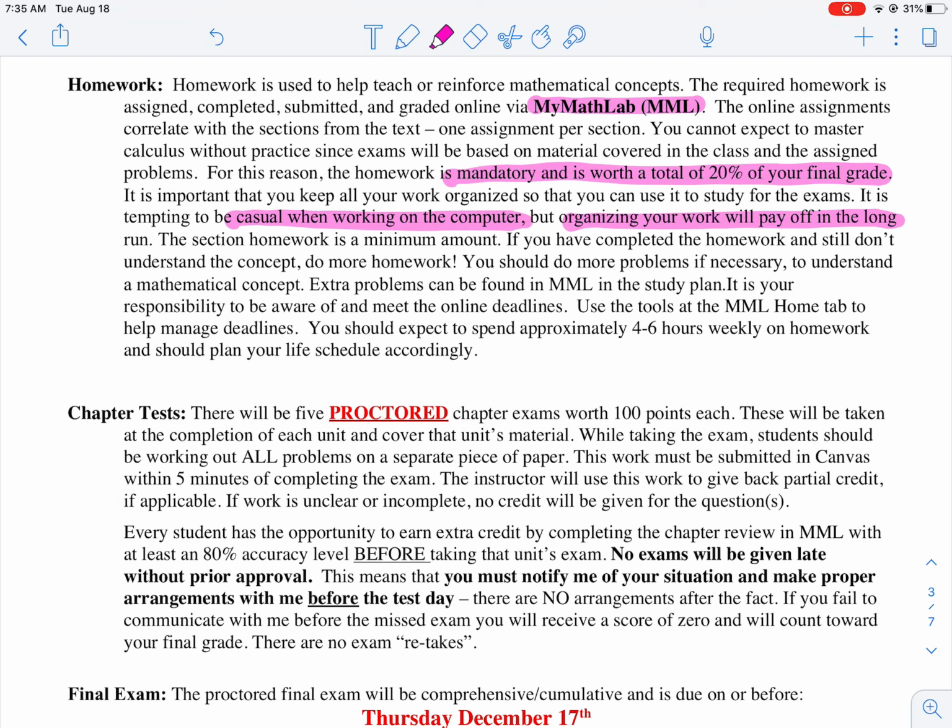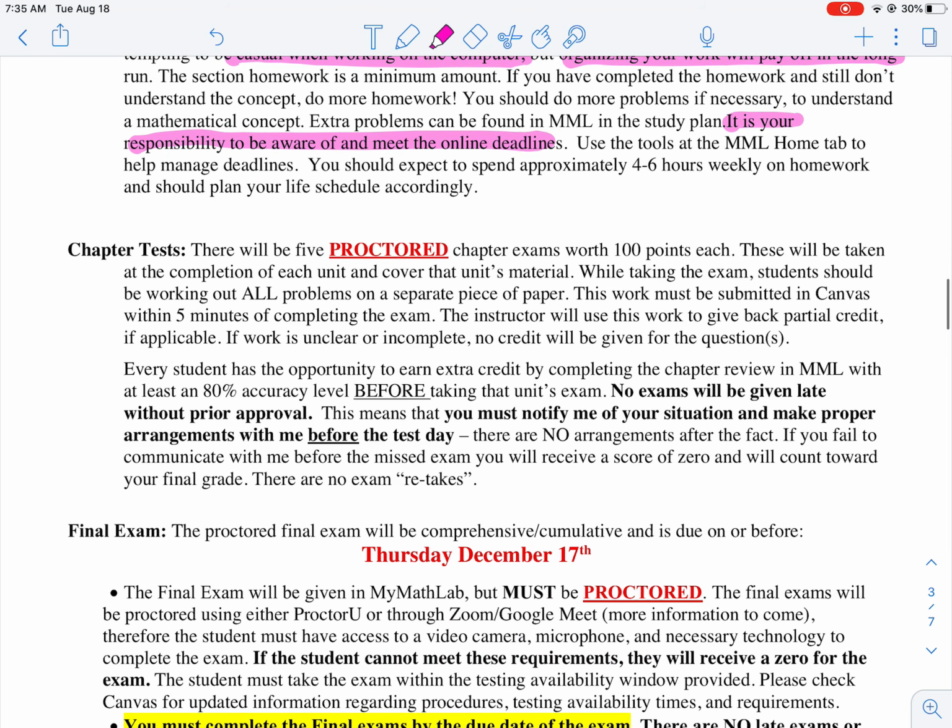Okay? Again, it is your responsibility to be aware of and meet the online deadlines. Make sure that you print off that calendar. You can even see the due dates in Mymathlab so that you can make sure that you're paying attention to those. Like I said before, you're expected to spend approximately 4 to 6 hours weekly on homework, depending on how long it takes you to understand the material. That's a decent amount of time.